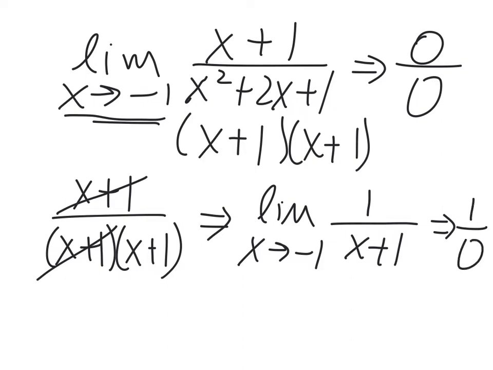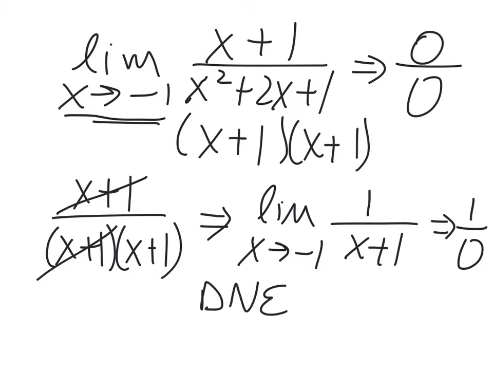Okay, we get 1 over 0 this time. Well, it's not the 0 over 0, so we're done with the work, but we have to interpret this result correctly. What does this tell us about that limit? Okay, this limit does not exist.